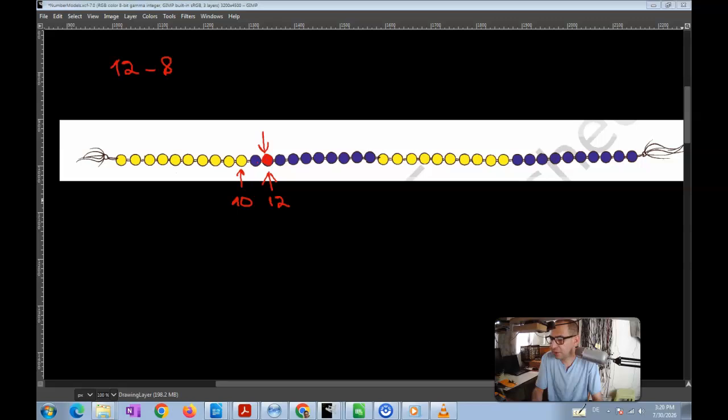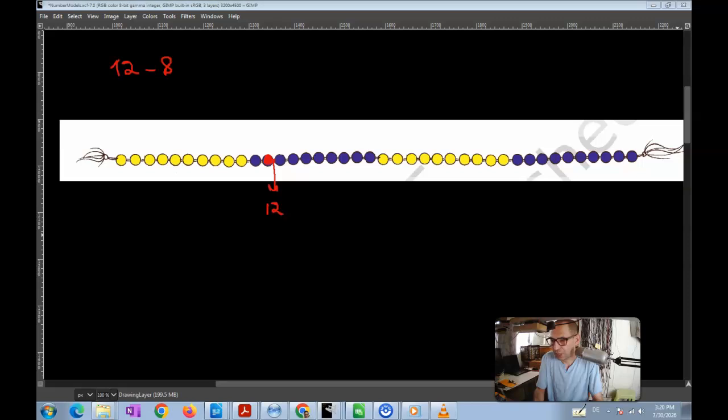So I'm going to keep the same convention. I'm going to erase all of this, and I'm going to put a sticker over here, and I'm going to write a 12, right? Which means that the actual number 12 is this bead over here, right?